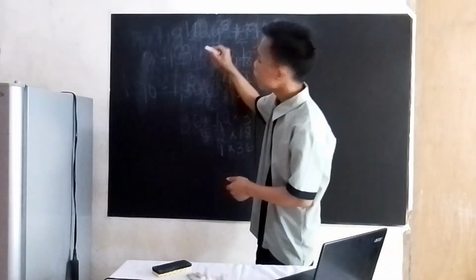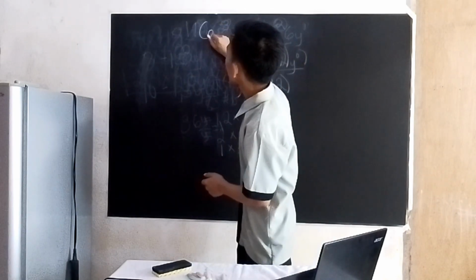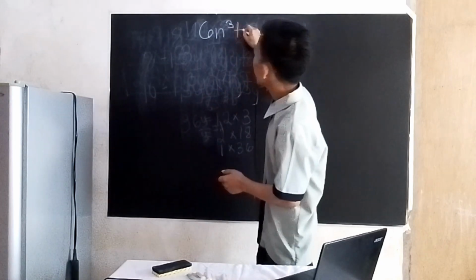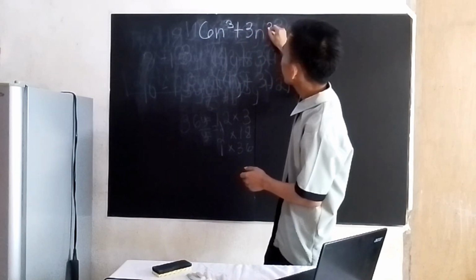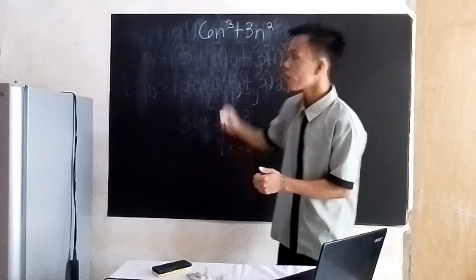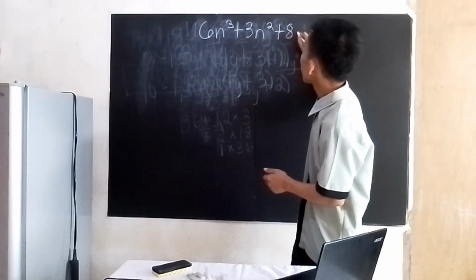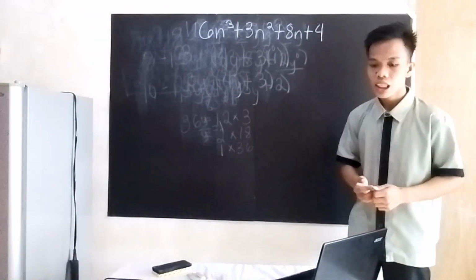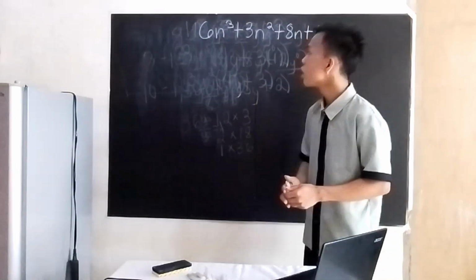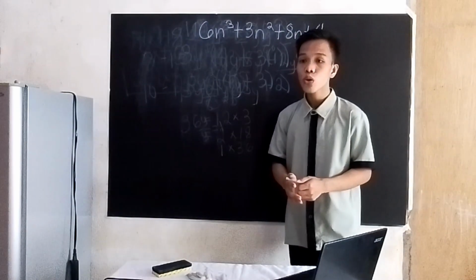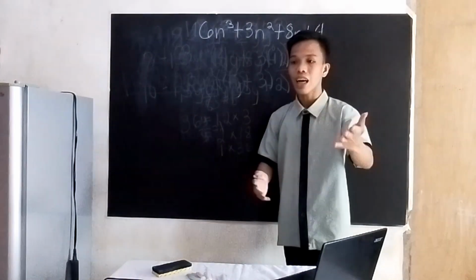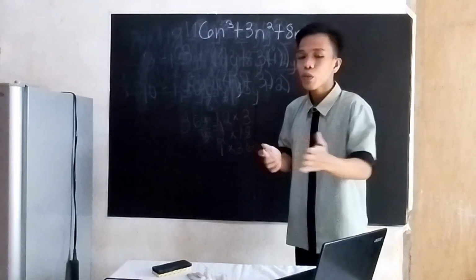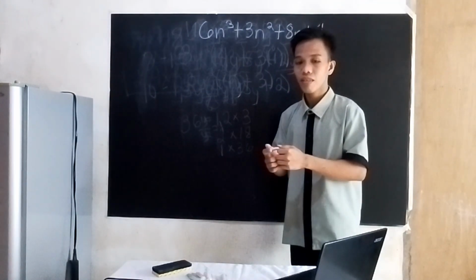So, the first example is 6n cubed plus 3n squared plus 8n plus 4. Since it is grouping, do you have any idea what we are going to do? That's right, so we are going to group them. So how are we going to group them? Any idea?